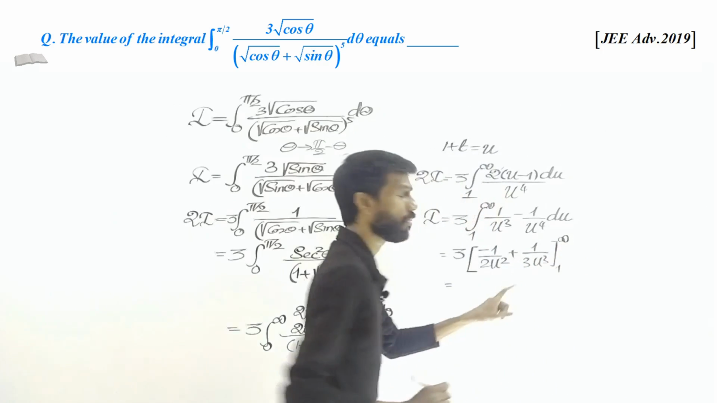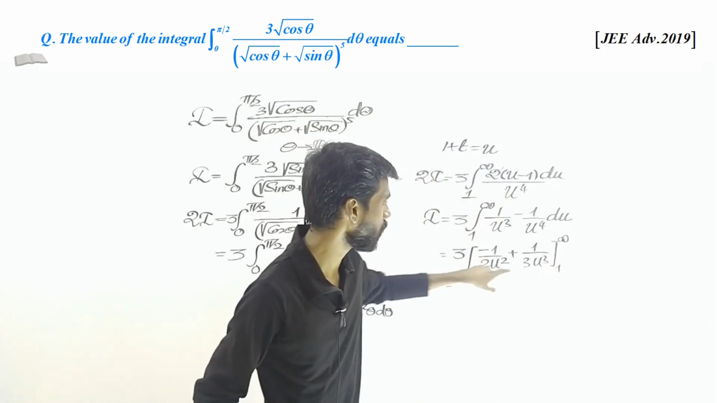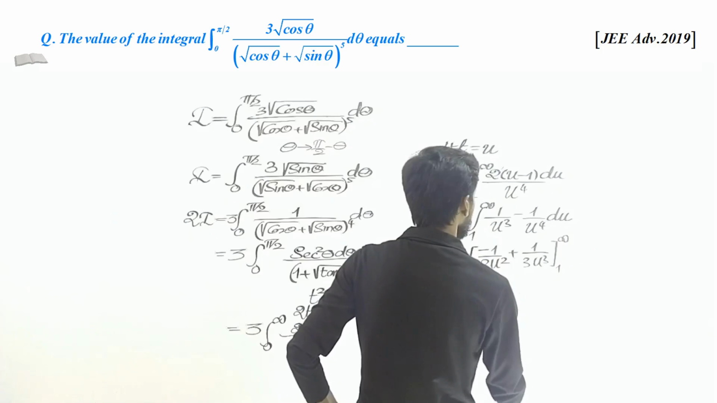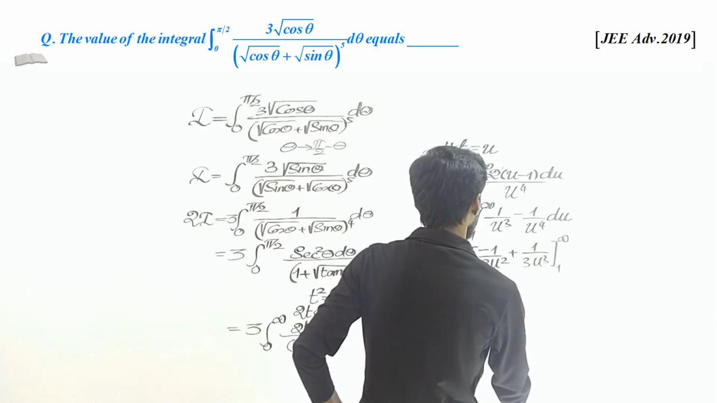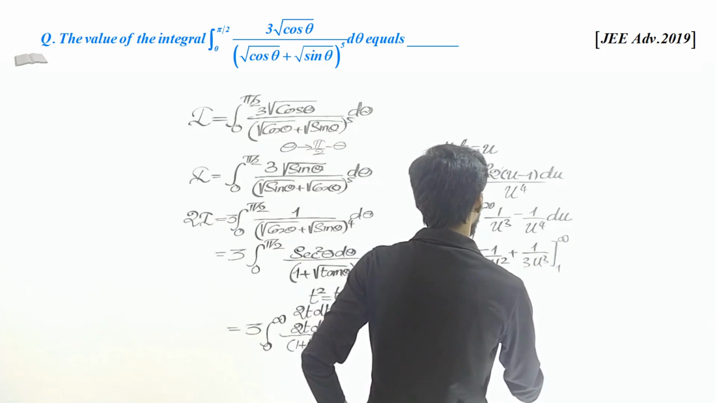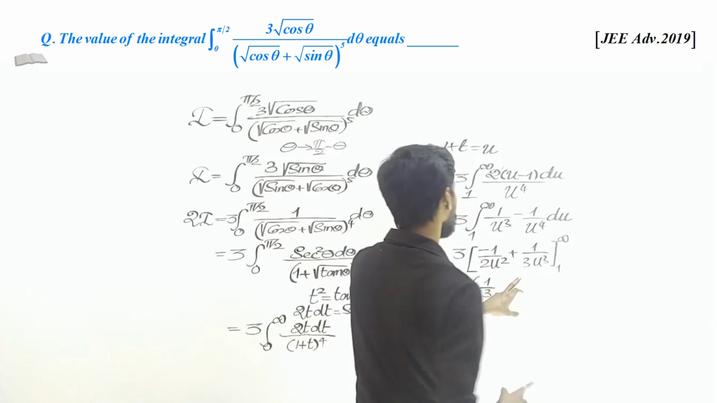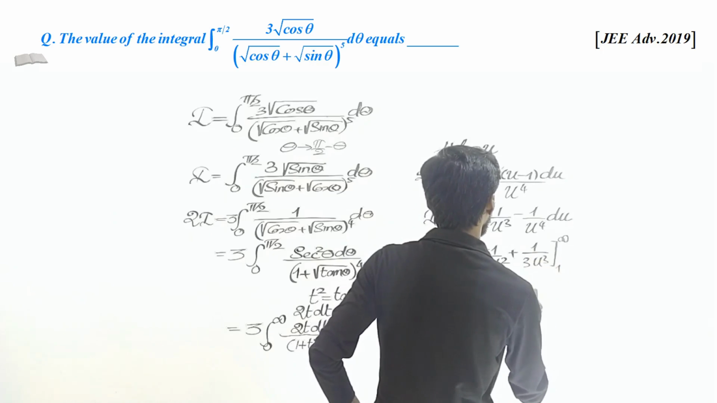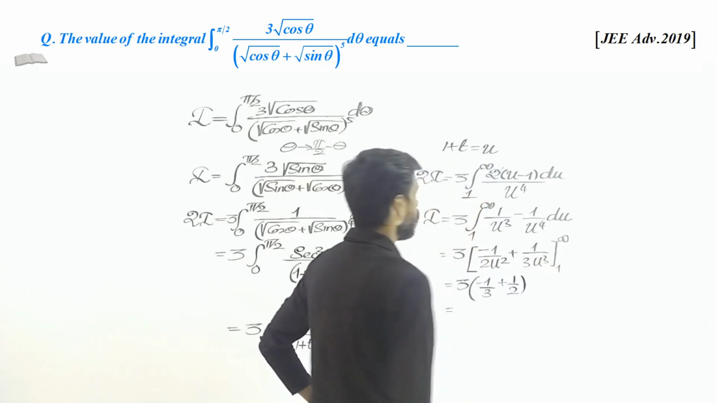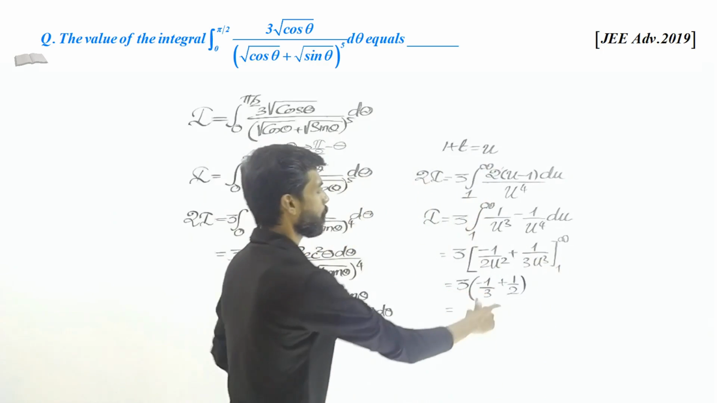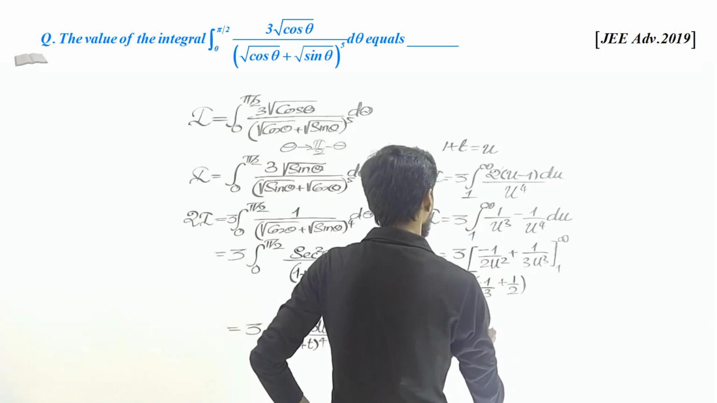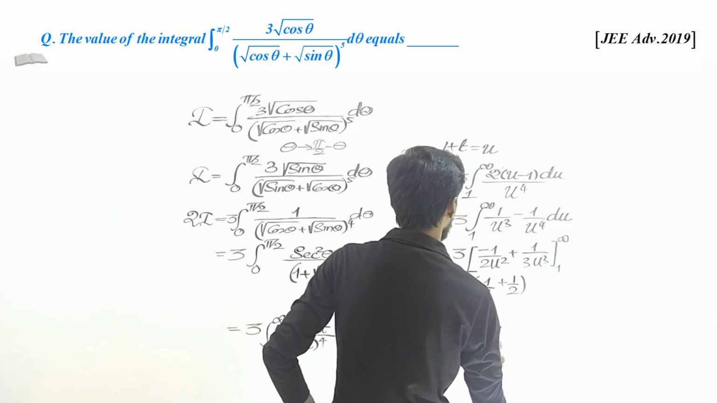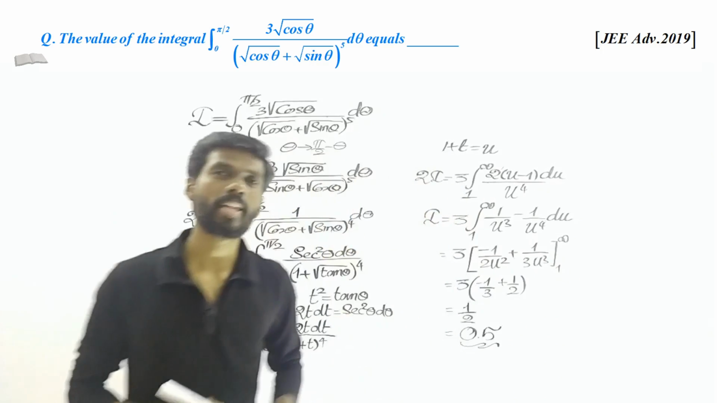Now if you substitute infinity, it will become 0, right? 1 by infinity, so that will become 0. Only the lower limit you have to substitute. So 3 multiplied by, so if you substitute the lower limit, so this is minus 1 by 3, right? Minus 1 by 3 plus 1 by 2. So that becomes, so 3 minus 2, 1 divided by 6. So that is 1 divided by 2, or you can say 0.5. So that's all. So that is the answer.